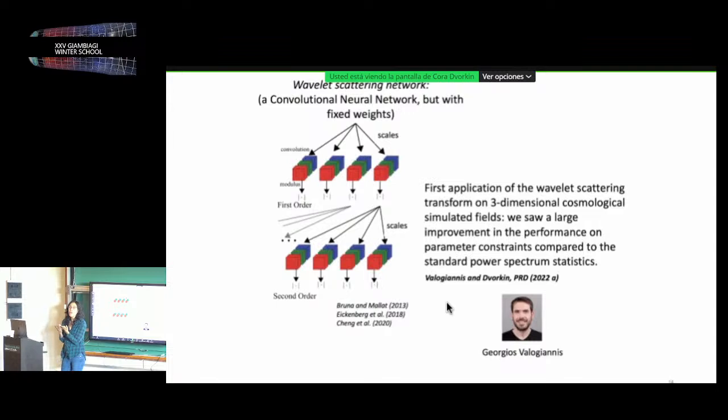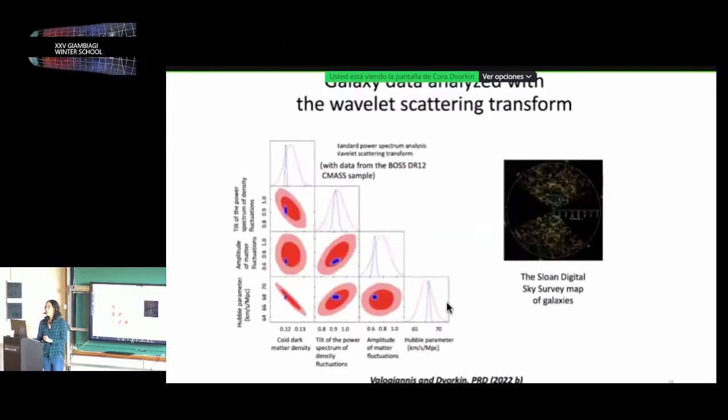Okay? So what we saw from simulations, I'm not showing you here the results from simulations, but I'll show you the results from the data. What we saw is that our technique gave us much better constraints on cosmological parameters than the standard power spectrum. Yes, there is non-Gaussian information in the simulations, and this technique is good at extracting non-Gaussian information. So the errors on the parameters become smaller. Now, based on this result, we decided to analyze an actual galaxy data set.